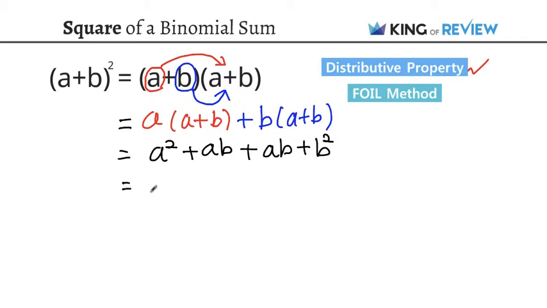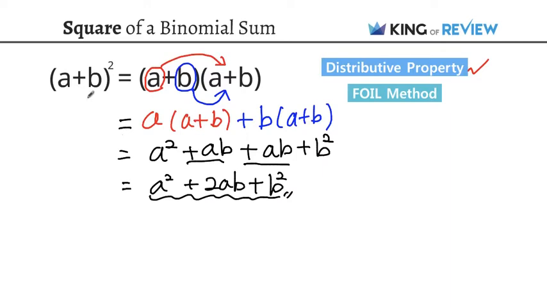So this is equal to, okay, let me look at here, a plus b, a plus b. We can combine these like terms, right? So a squared plus 2ab plus b squared, right? This is the answer. So a plus b squared is equal to a squared plus 2ab plus b squared.